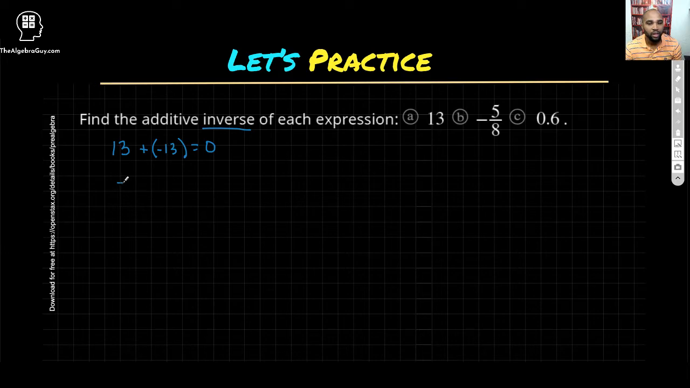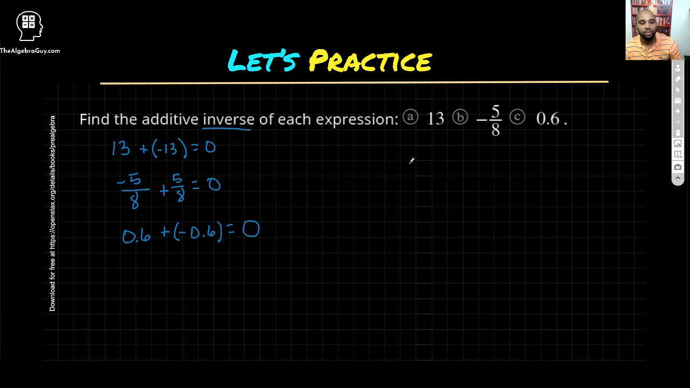And if I had negative 5/8, that looks complicated because it's a fraction, but it's not. I'm just going to add the additive inverse of negative 5/8, which is just 5/8, because negative 5/8 and 5/8 equal 0. What about 0.6? What's the additive inverse of that? Well, just add a negative. Negative 0.6 plus 0.6 is equal to 0. So there's the additive inverse there.